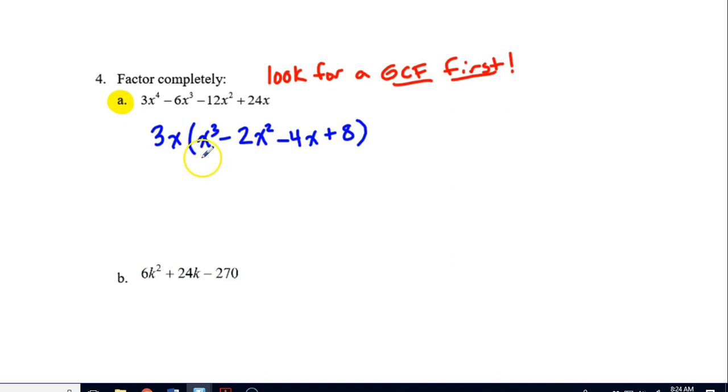Okay, now because we have 4 terms, a cubic polynomial with 4 terms, cubic because it has a 3 as the largest exponent, I'm going to think about factoring by grouping here. This can be done with or without a box. I'm going to use a box here because I've seen students be very successful with it. But it's not the only way. You don't need to use the box.